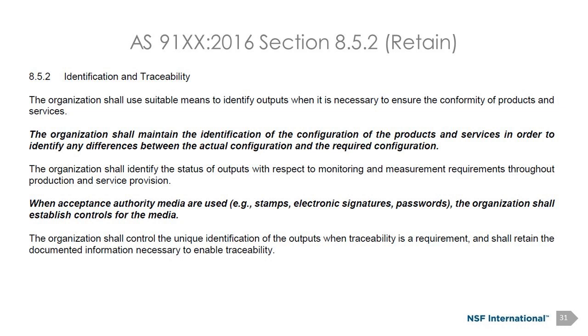8.5.2, identification and traceability. We're going to have, where appropriate or where applicable, some evidence to show that we've done what we said we were going to do, and we're going to identify.